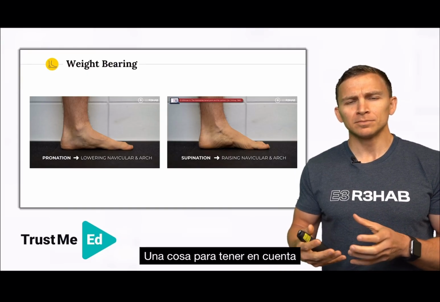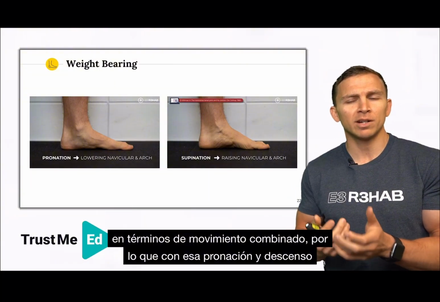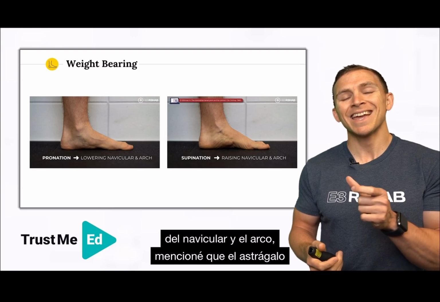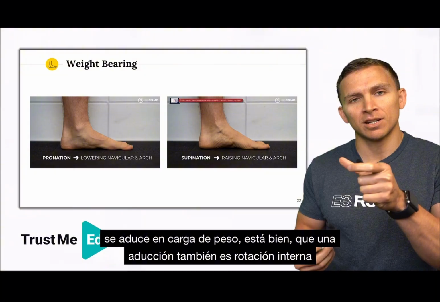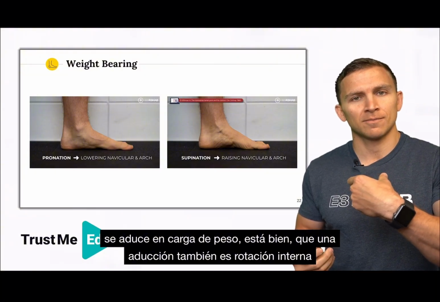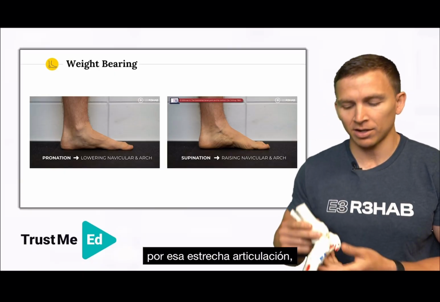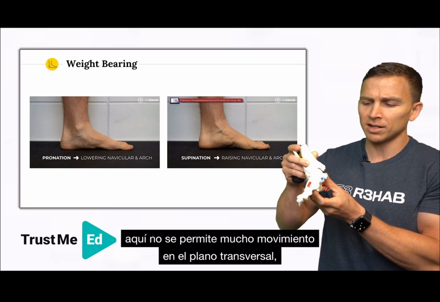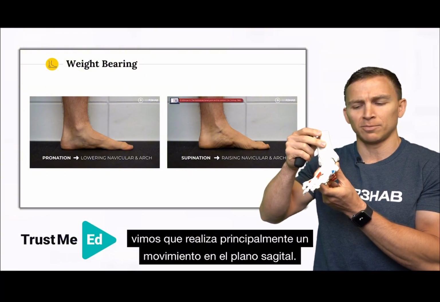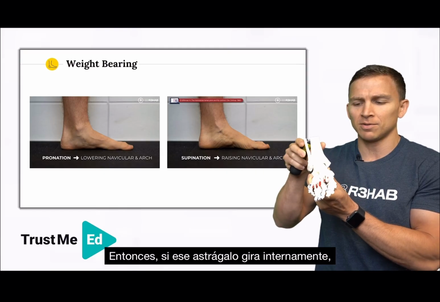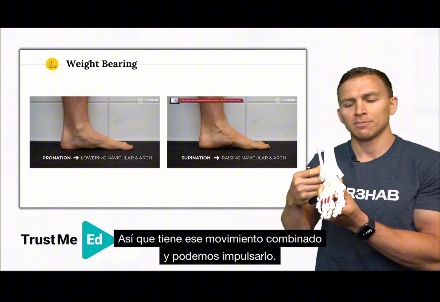One thing to note in terms of combined motion, so with that pronation and lowering of the navicular and arch, I mentioned that the talus adducts in weight bearing. Okay, that adduction is also internal rotation. And there's going to be a coupled motion between the talus and the tibia because of that close articulation. Right? There's not a lot of transverse plane movement allowed here. We saw that it does mostly sagittal plane movement. So if that talus is internally rotating, that tibia is also going to be internally rotating. So it has that combined motion.